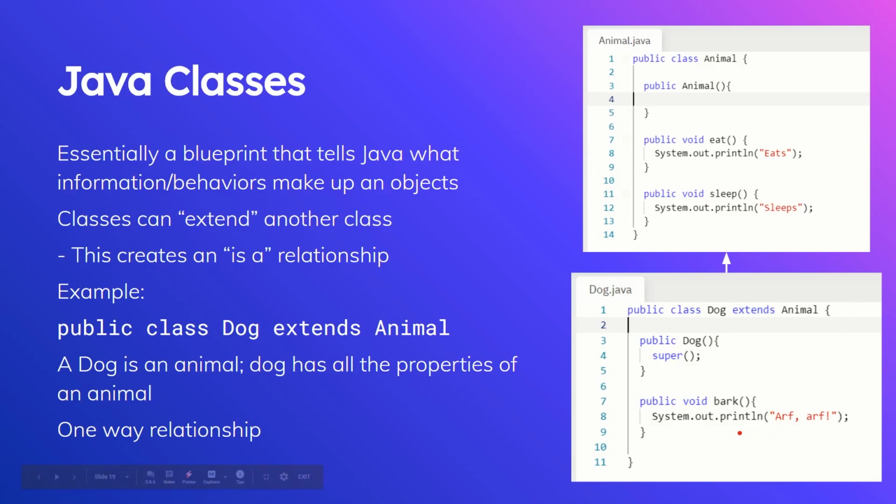And it's a one-way relationship. It's very important to understand the is-a relationship, because it wouldn't make sense if you did public class Animal extends Dog, because basically what you're saying is animal is a dog. That's not true. Not every animal is a dog. An animal could be a zebra, a giraffe, a bird, anything else. But it works the other way around. A dog is an animal.